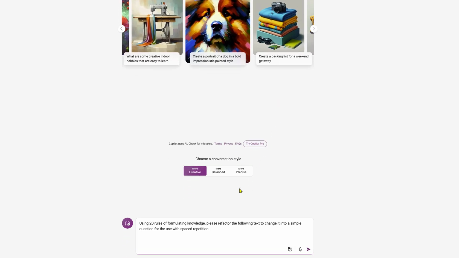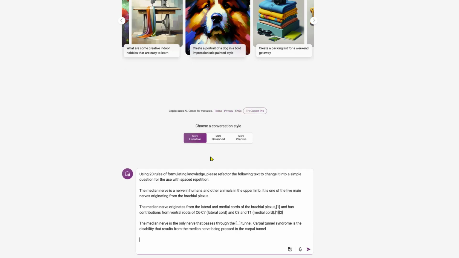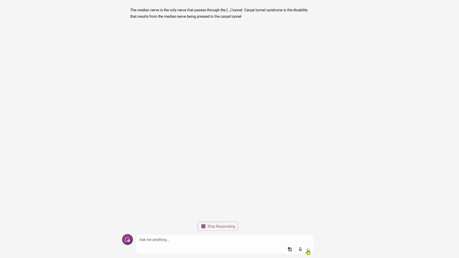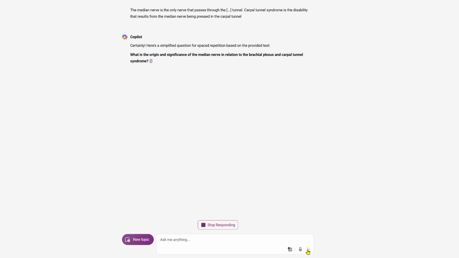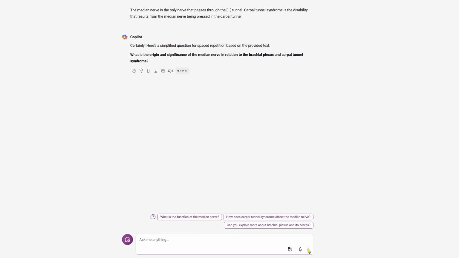I ask a question using the 20 rules of formulating knowledge. Please refactor the following text to change it into a simple question for use with spaced repetition. And here I'll paste my question about the median nerve. Let's see how it copes. What is the origin and significance of the median nerve in relation to the brachial plexus and carpal tunnel syndrome? Well, that's not exactly what I'm asking about.